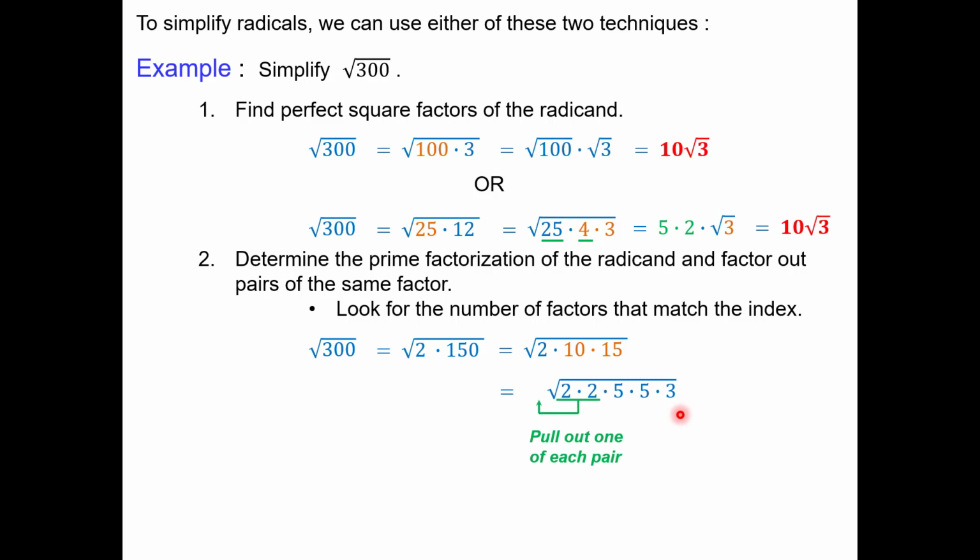And so we're going to pull out one of each pair. And so we end up with 2 on the outside, 5 on the outside, and 3 stays in the inside, which is the same answer. And so the reason why we pull out one of each pair is because we technically take the square root. When it says pull out one of each pair, you're officially taking the square root at that moment. So square root of 2 squared is 2. Square root of 5 squared is 5. That's why we only keep one of them on the outside.